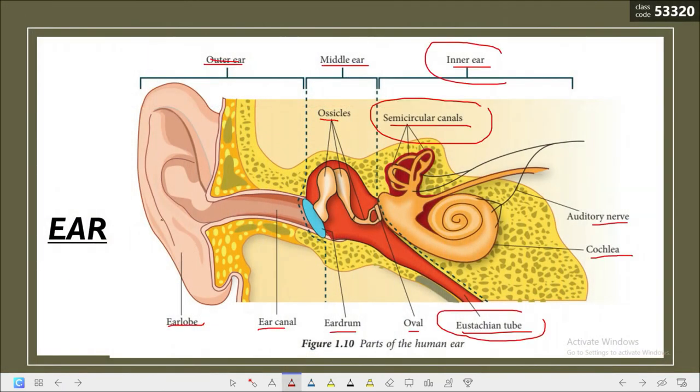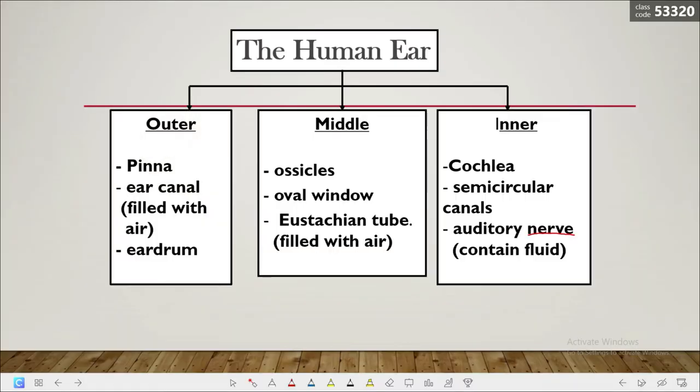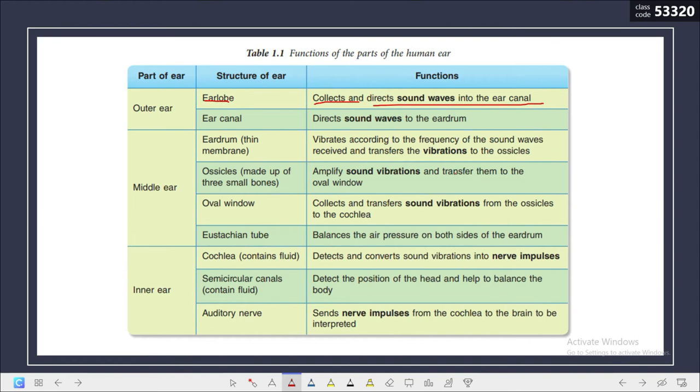So at this part, they only collect the sound. They collect the sound and direct the sound wave into the ear canal. The ear canal directs the sound wave to the eardrum. They only send the sound wave, so both of them have a similar function. The earlobe collects and directs the sound to the ear canal, and the ear canal directs the sound to the eardrum. But this is the outer ear.